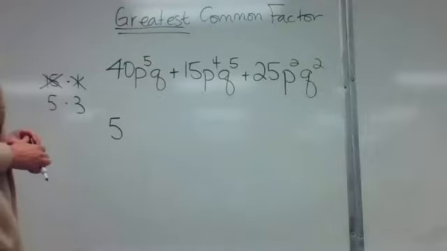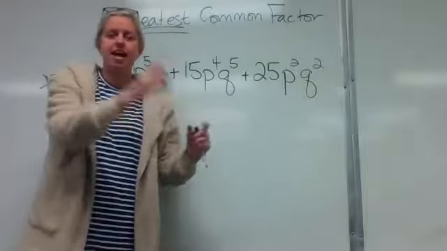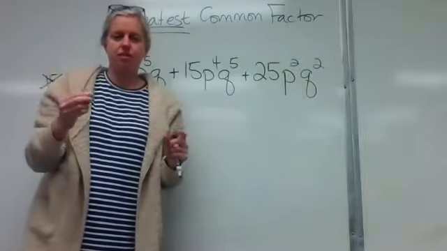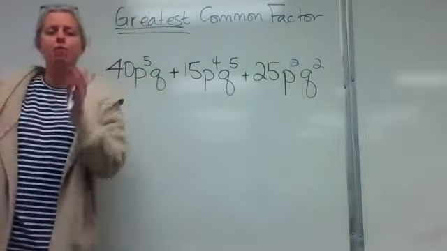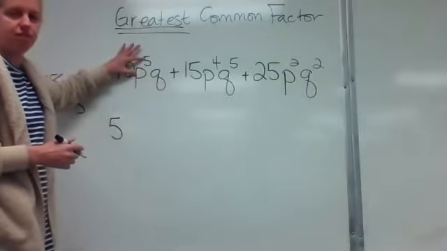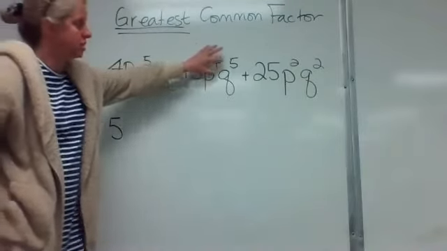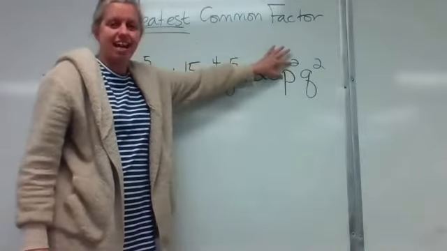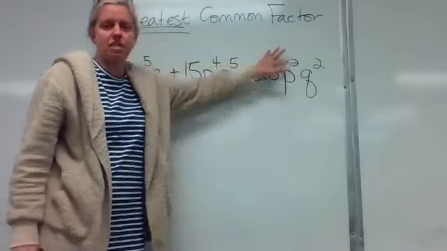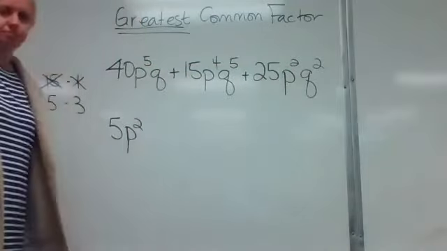Let's now move on to the p's. Remember, you're going to go to each p and look at its exponent, and you're going to be able to pull out whatever the smallest exponent is. So I've got p to the 5th here, p to the 4th here, and p to the 2nd here. So the smallest exponent is this p to the 2nd. So that's what I'll pull out.